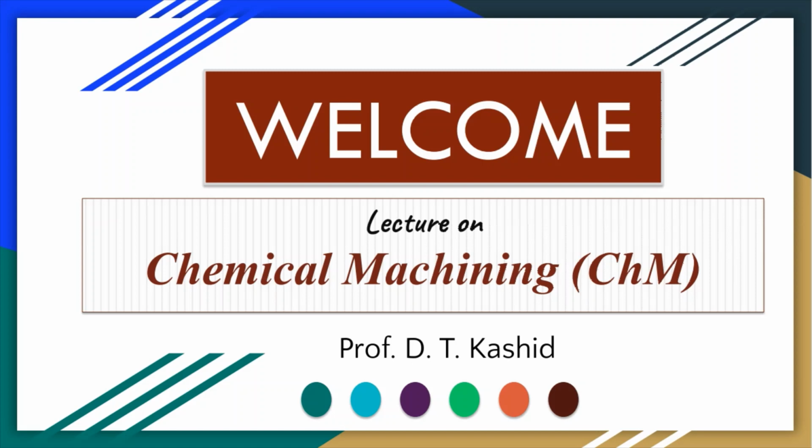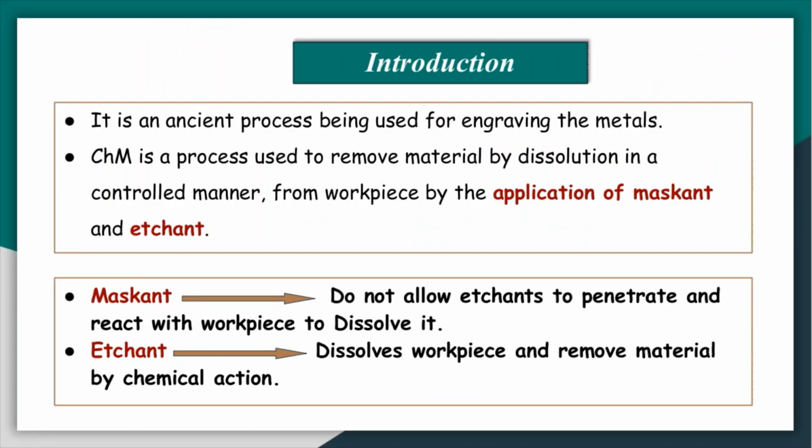Let us start with the first point, that is the introduction. In ancient days, this process was used by artists for engraving metals. However, they were unaware of how the process worked. Chemical machining is a process used for removing material by dissolution in a controlled manner from the workpiece by the application of an acidic or alkaline solution, that is the etchant.